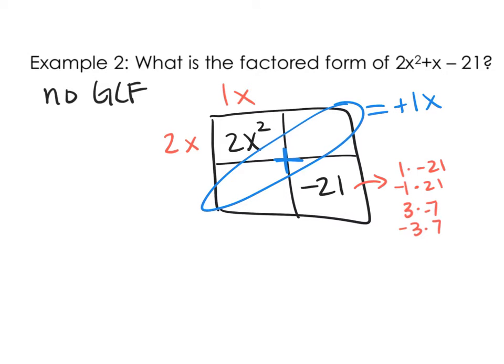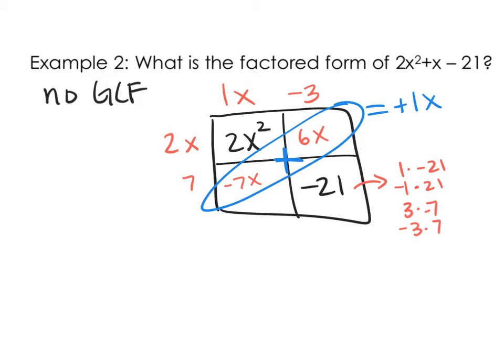Let's start with a 3 and a negative 7. So let's see if that works and see what happens. So a 3 times a 2x would give me a 6x. And a 1 times an x would give me a negative 7x. Now, if I add negative 7x plus 6x, that's going to give me a negative 1x, which is super close, but I don't want a negative, I want a positive 1x. So it looks like I could change my signs, and let's see if that works.